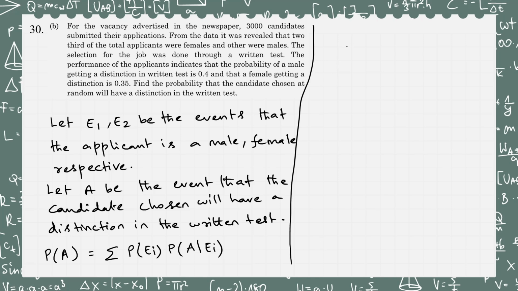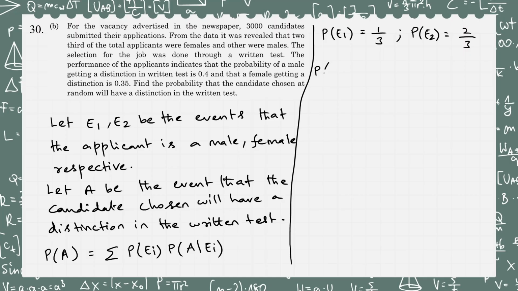Okay. Now, what is P of E1? P of E1 is the probability that the selected applicant is a male. So, 1/3 of the total candidates were males. So, it is 1 by 3. And P of E2, 2/3 of the total applicants were females. So, this is 2 by 3.